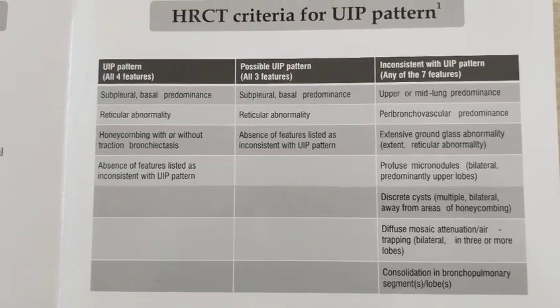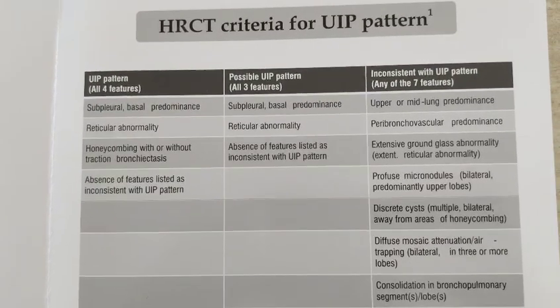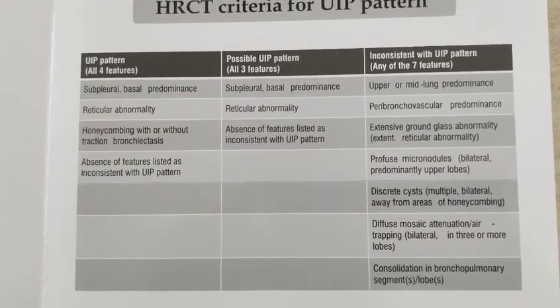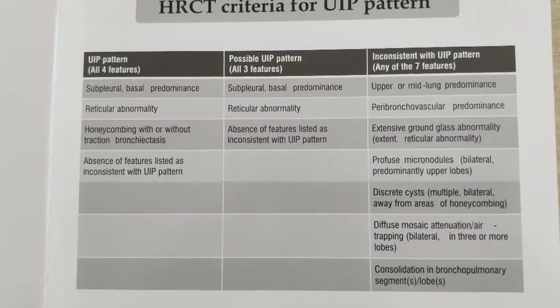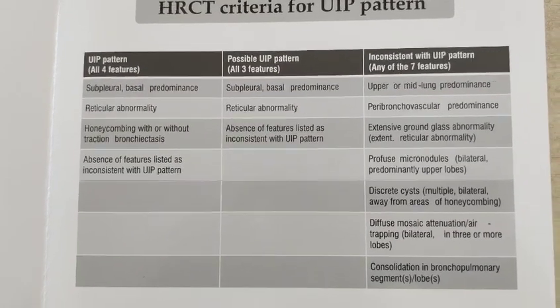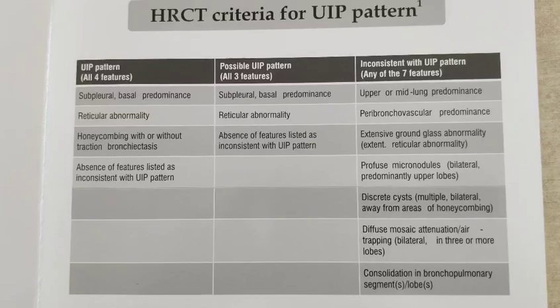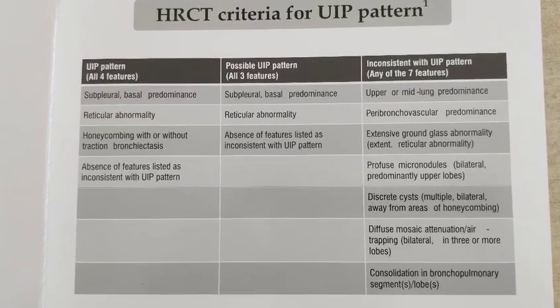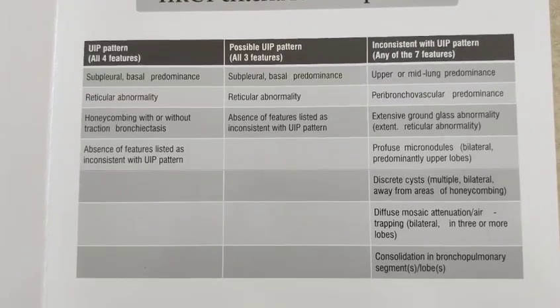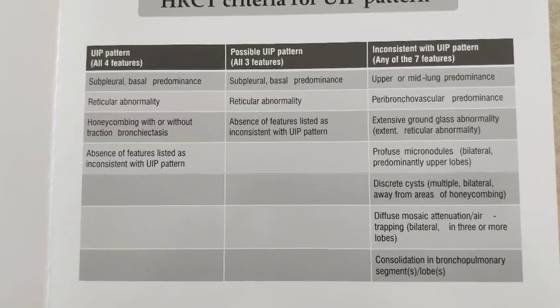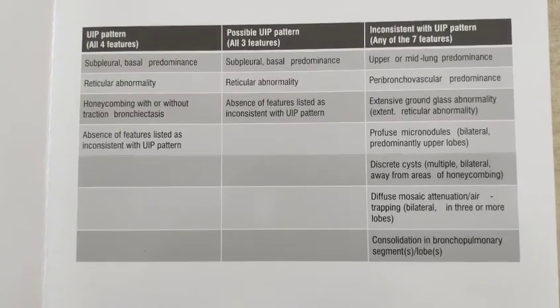Inconsistent with UIP: any of the 7 features. Upper or mid lung predominance, peribronchovascular predominance, extensive ground glass abnormalities, profuse micronodules, discrete cysts multiple bilateral away from areas of honeycombing, diffuse mosaic attenuation and/or air trapping, and consolidation in bronchopulmonary segments.